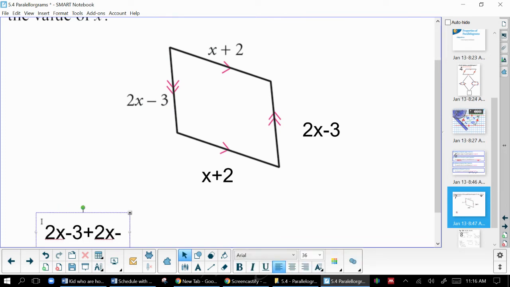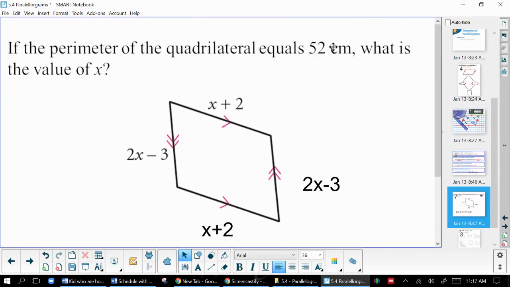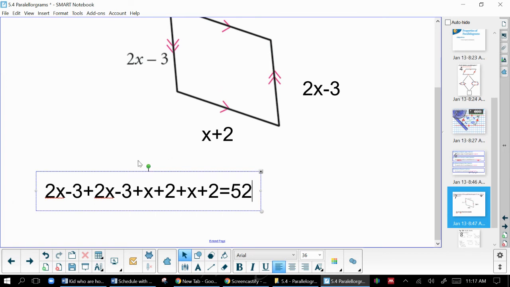So I add up my 2x minus 3 plus 2x minus 3, my x plus 2 and my x plus 2, and all told, added up together, we said the perimeter was 52 centimeters. So that's our equation we've got to solve. Now we're just back to some algebra here. We add up all our x's, 2x, 2x, x and x, should make 6x. Then we've got minus 3, plus 2, plus 2. Well, minus 3 is minus 6, plus 2 is minus 4, plus 2 is minus 2. So 6x minus 2 equals 52.